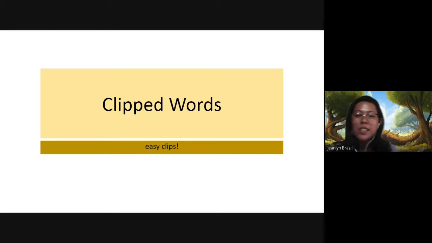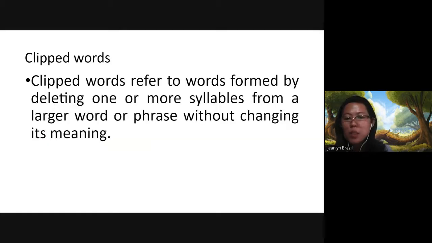Okay, so let's start our topic, clipped words. So easy clips. Okay, so what is clipped word? Who can read? What's clipped word?